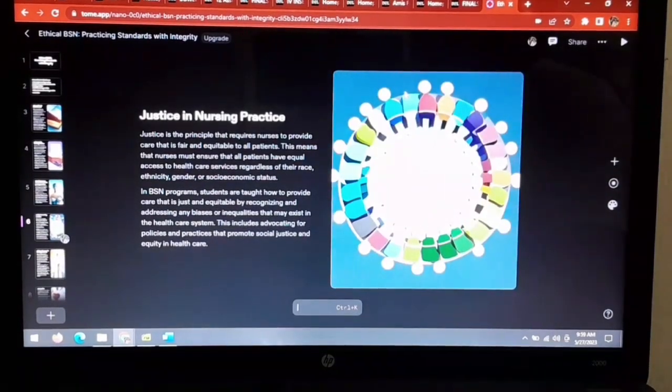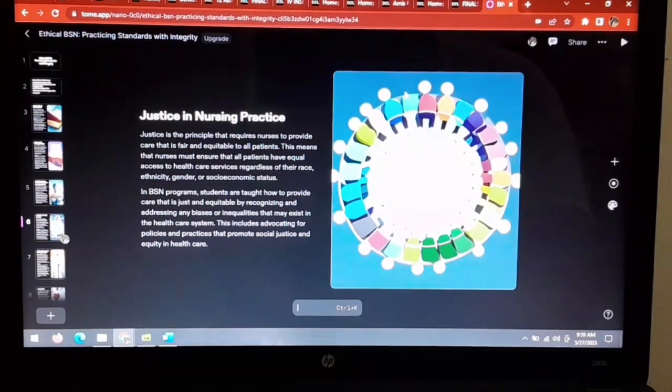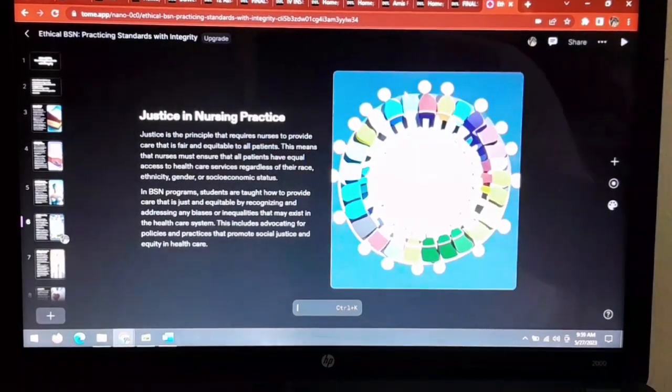Next slide. Maintain professional boundaries: establish and maintain appropriate professional boundaries with patients, colleagues, and other stakeholders. Avoid engaging in dual relationships that could compromise objectivity or create conflicts of interest.